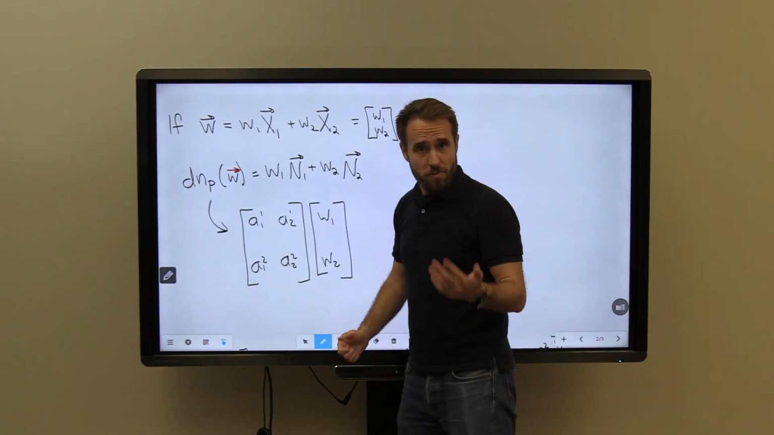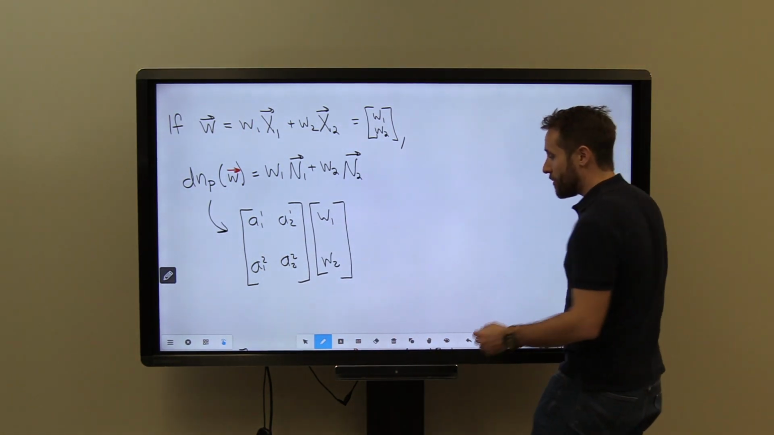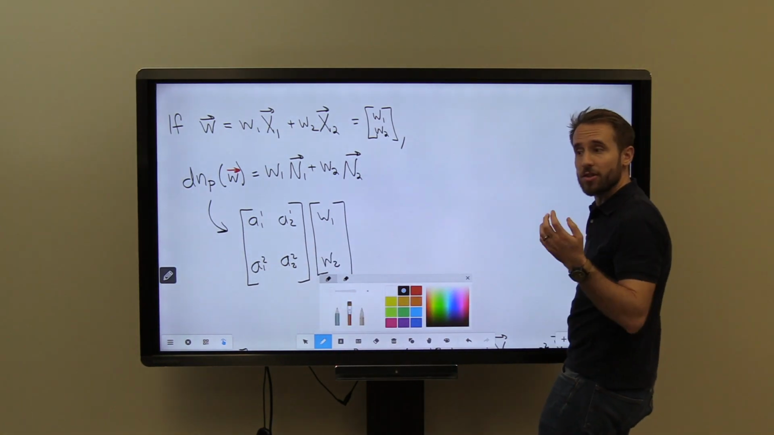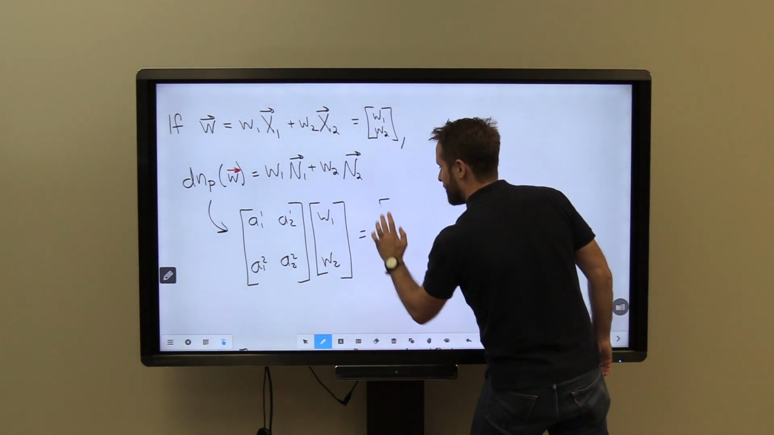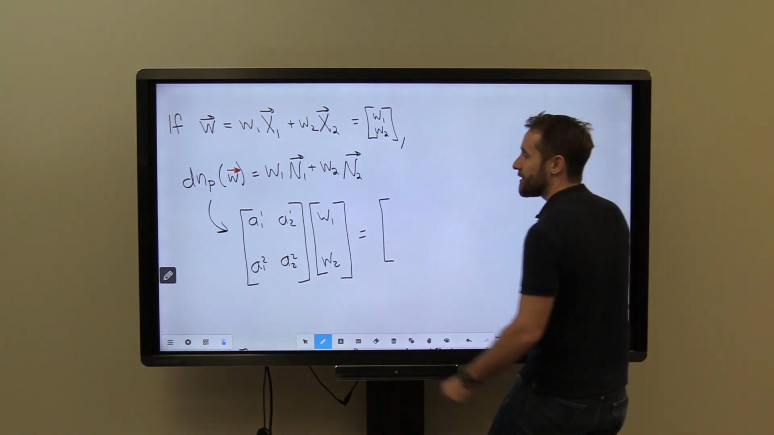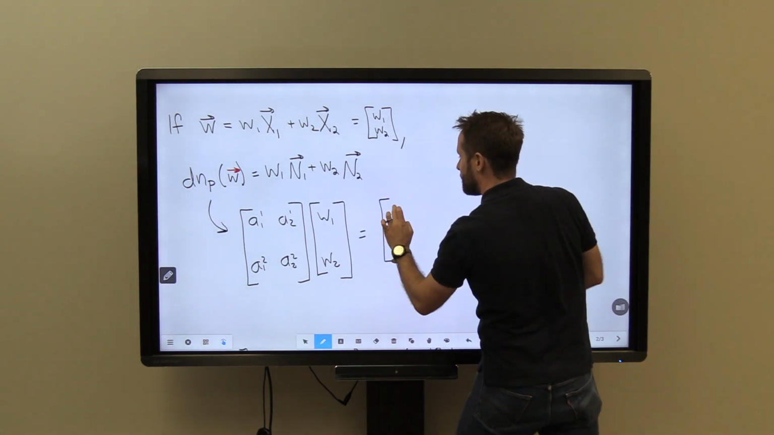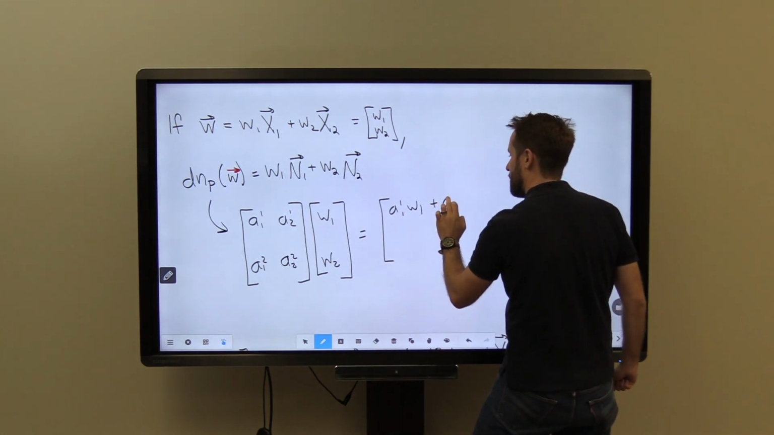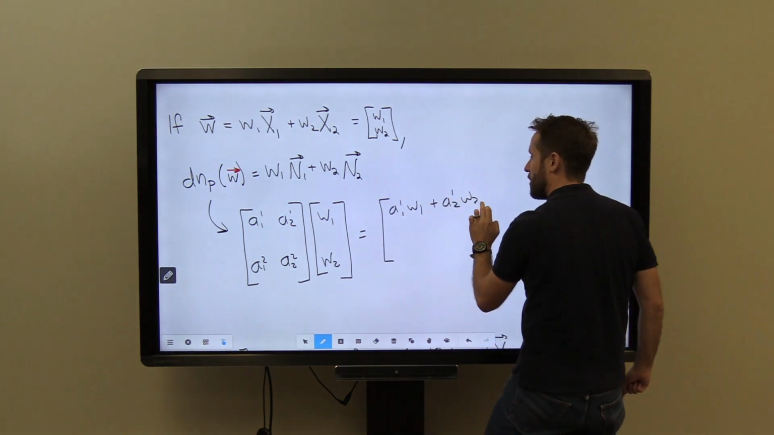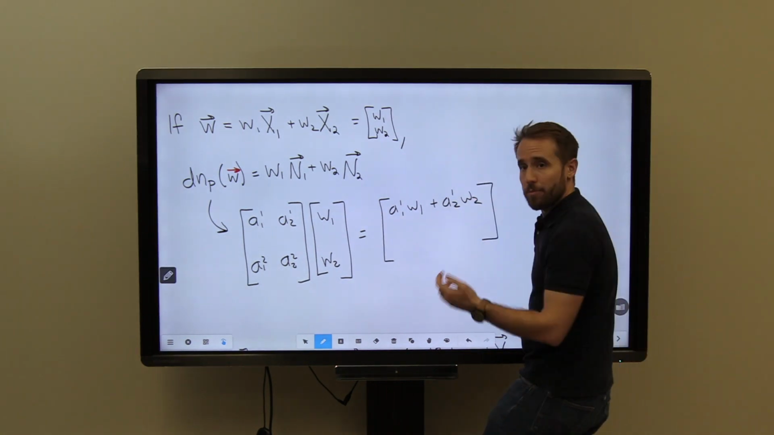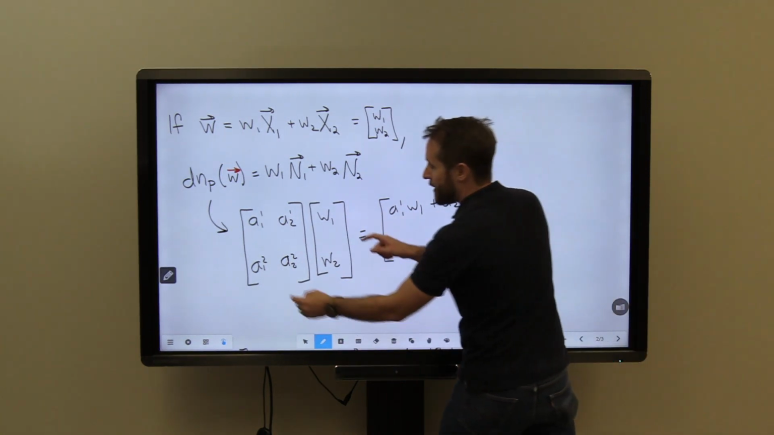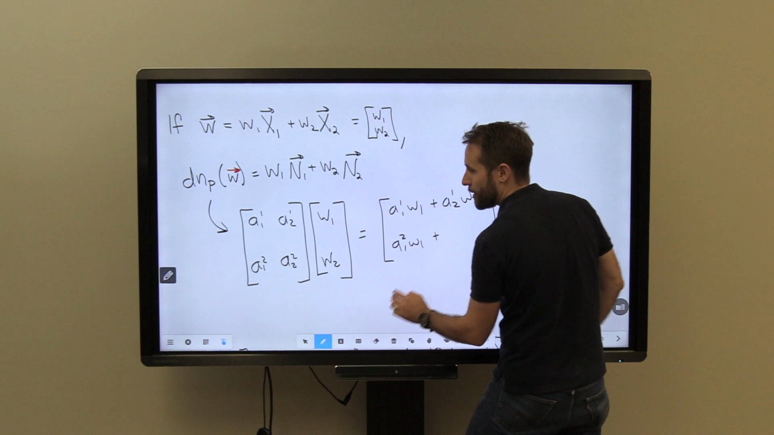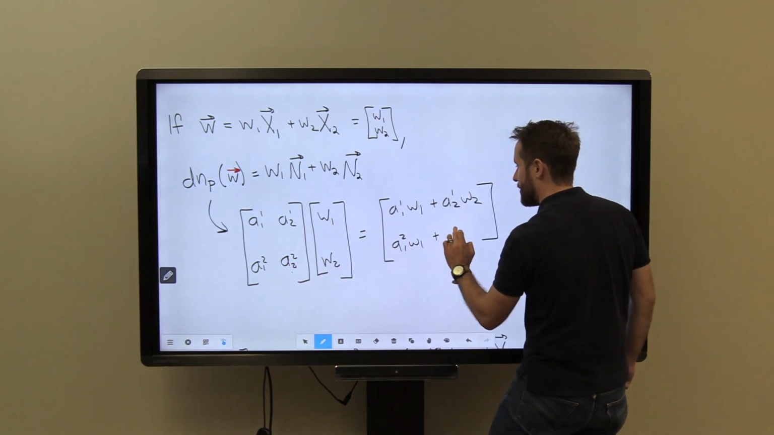Now, that is what we know the output is, but we're also interested in knowing if I am able to come up with such a matrix, what would that output look like? And so we compute this output. If I do my matrix multiplication correctly, I would get A11 w1 plus A12 w2, and that's going to be my top entry. And then for my second entry, I would get A21 w1 plus A22 w2.